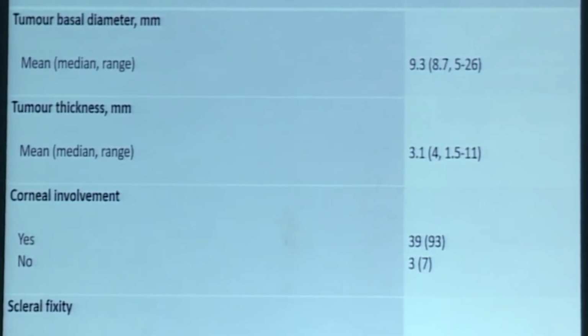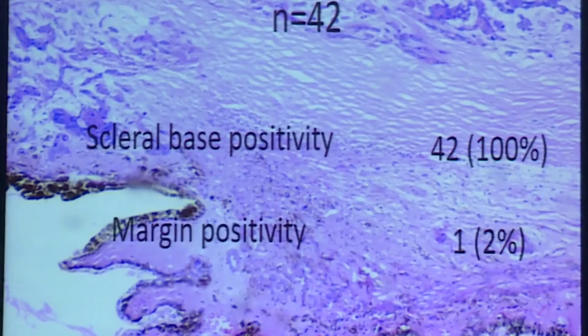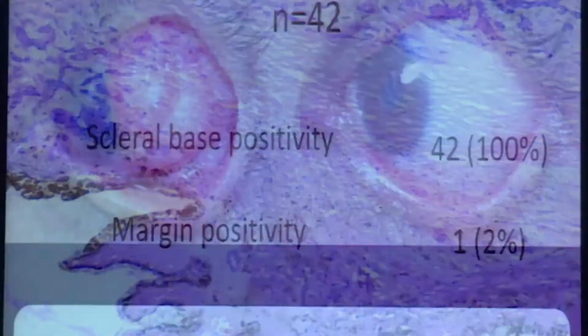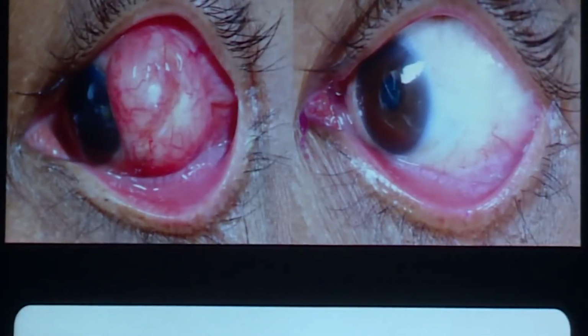93% of the patients had corneal involvement, and the same number had clinical scleral fixity. On histopathology, all the 42 patients showed scleral base positivity, obviously because this was our study group, and only one of these 42 patients had margin positivity. Our results with ruthenium-106 plaque brachytherapy were excellent, with 100% tumor regression, as you can see in this patient and the following photographs.